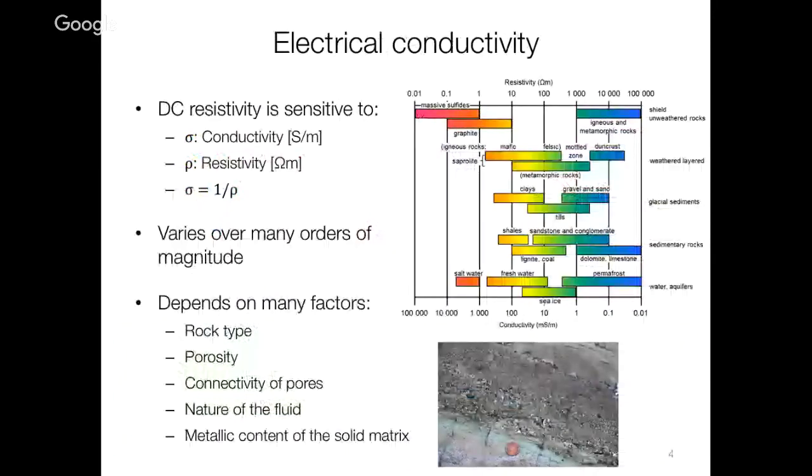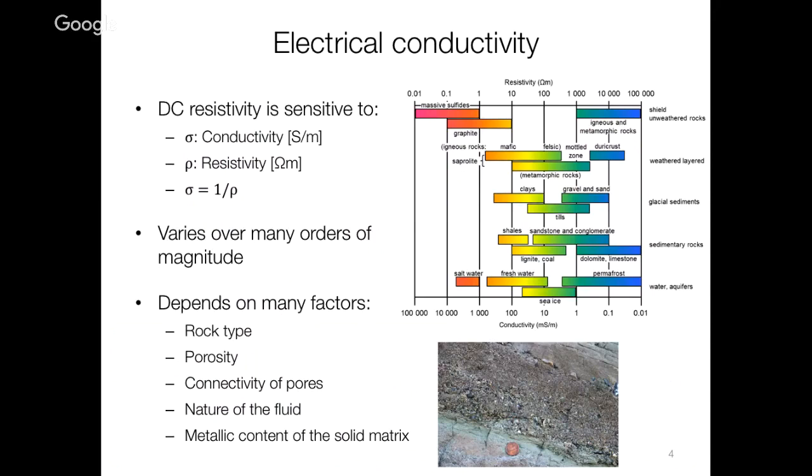So let's look at electrical conductivity. I showed you this before. It varies over many orders of magnitude. The reason for that is electrical conductivity is kind of a complex thing. It's a bunch of different things. I don't know if you can see this at the back. There's a little chunk of rock, and here is a small coin.